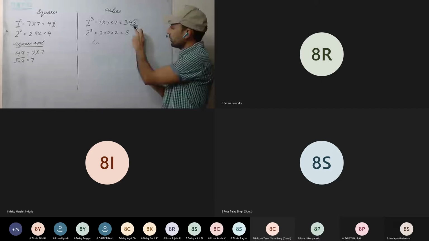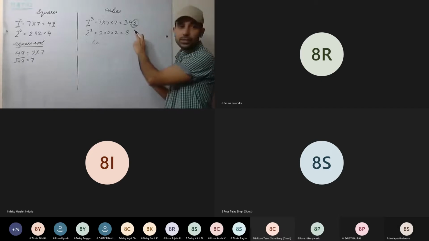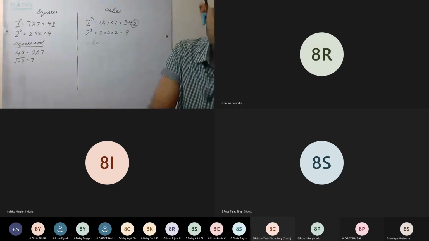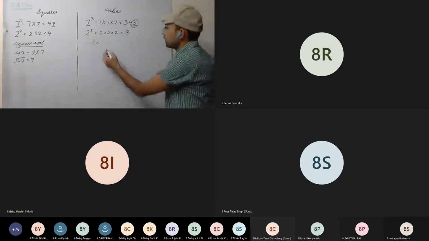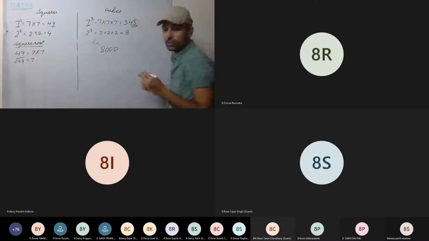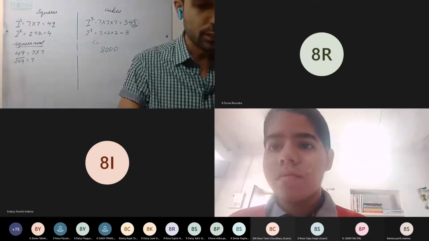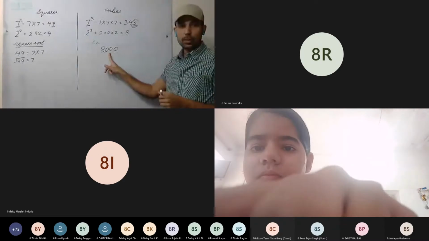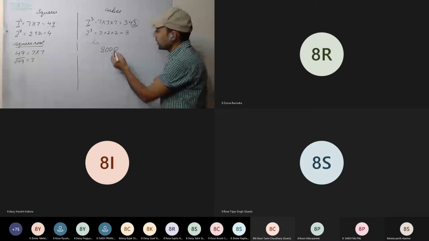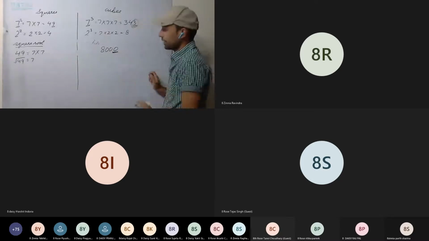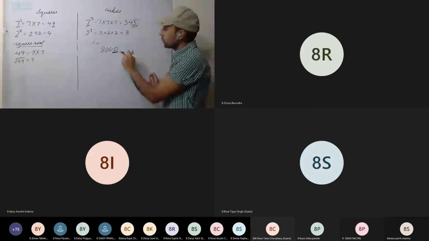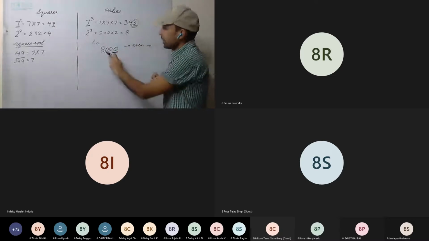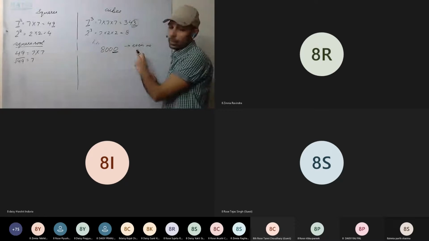If it is odd, that means its cube will also be odd. Check the unit digit here. For example, which of the following are cubes of even numbers? 8000 is given. Is it a cube of an even number or an odd number? So how will we do it? We'll just check the unit digit. It is 0, so we'll say it is of an even number. This is a cube of an even number.